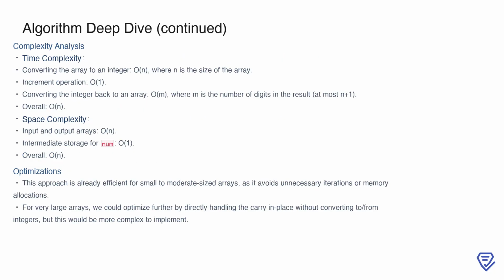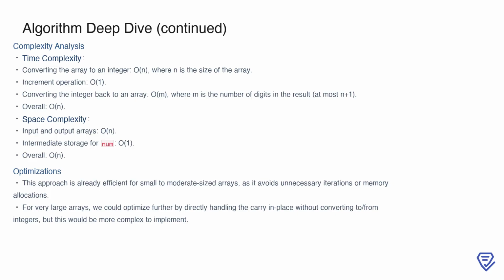Now, let's analyze the complexity of this approach. The time complexity for converting the array to an integer is O(n), where n is the size of the input array. The increment operation is O(1), as it's a single addition. Converting the integer back to an array takes time proportional to the number of digits in the result, which is at most n plus 1, so this step is O(m), where m is the size of the output. Overall, the time complexity is O(n).